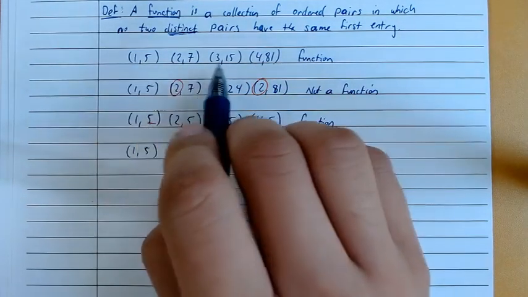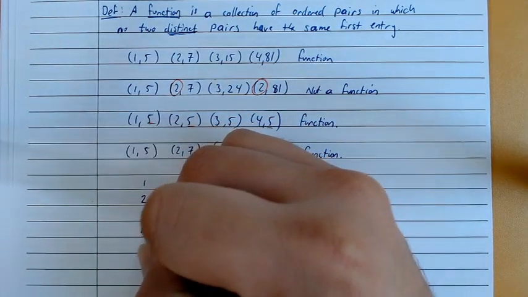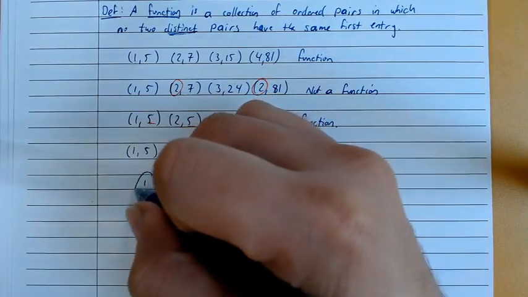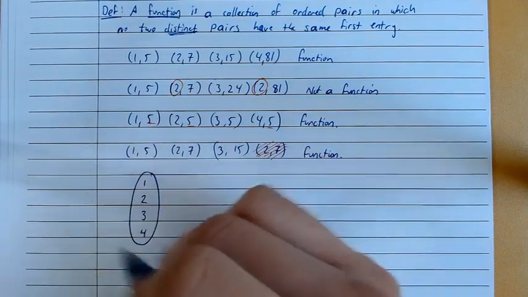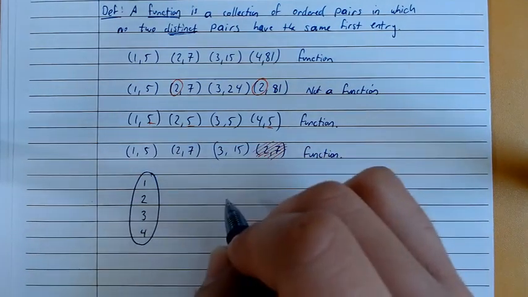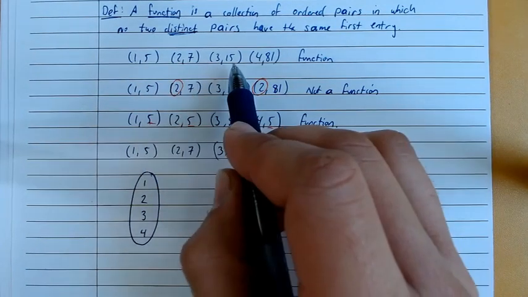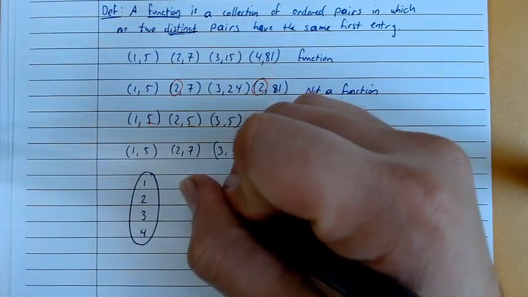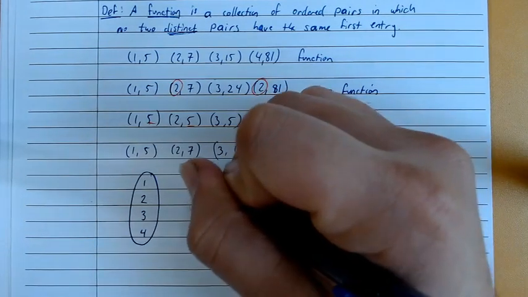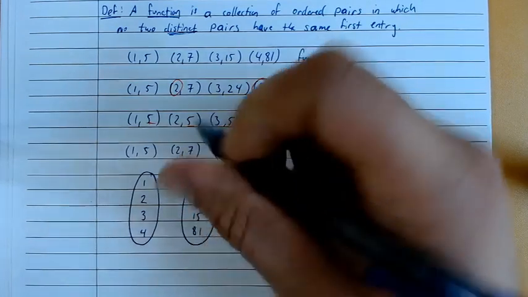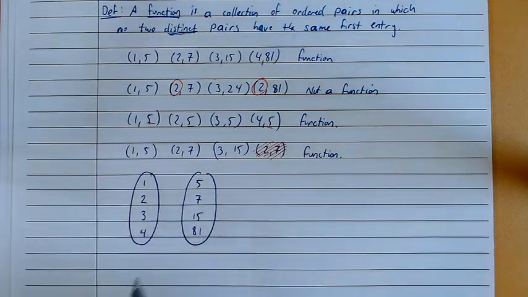Let me write down all of my first entries. 1, 2, 3, 4. And I'm going to put a circle, an oval, around them, not because it's important, just because I want to separate these from what I'm about to write over here. I'm going to write down the second entries. 5, 7, 15, 81. And I'm going to put a circle around these. I don't want to mix them. I wanted to keep all my first entries separate from my second ones. That's the only reason I have these ovals here.